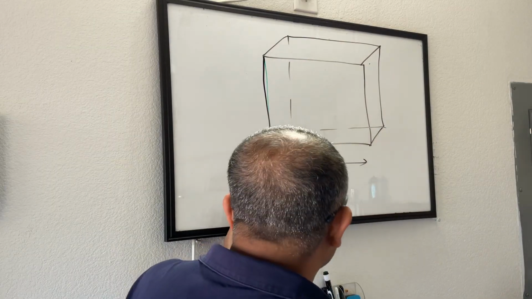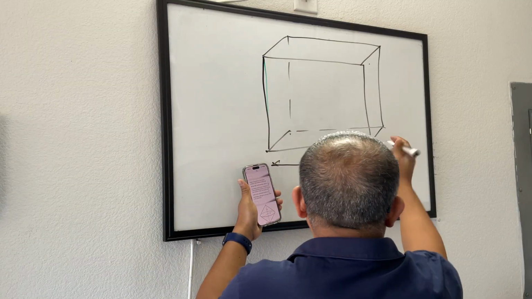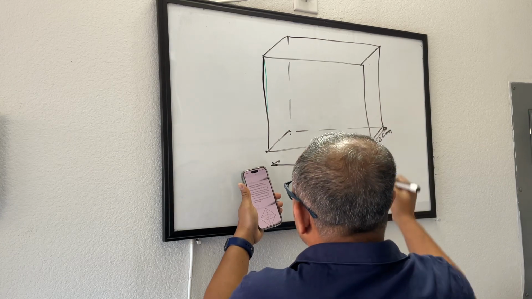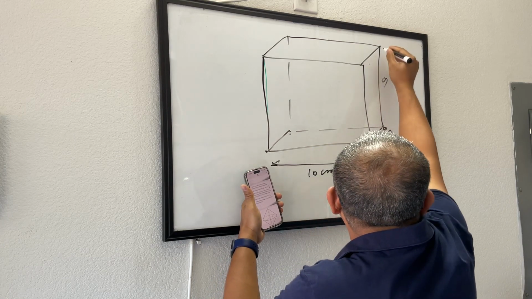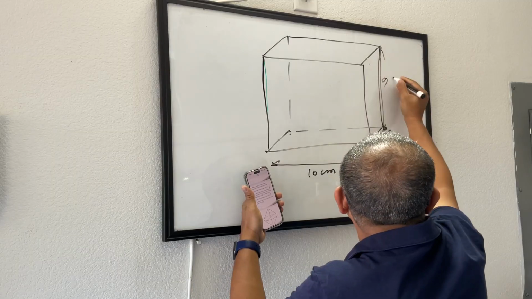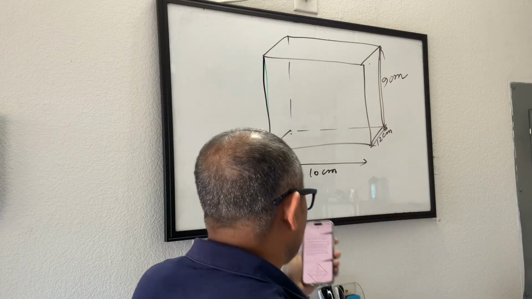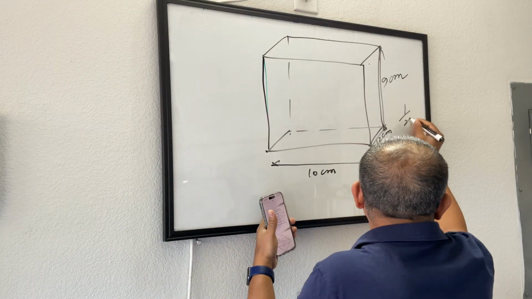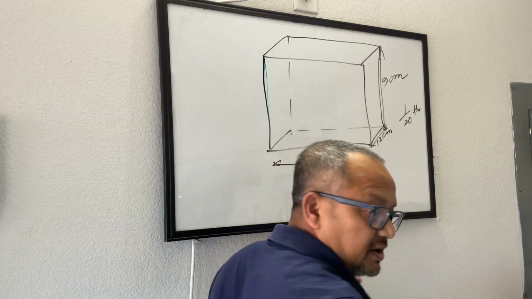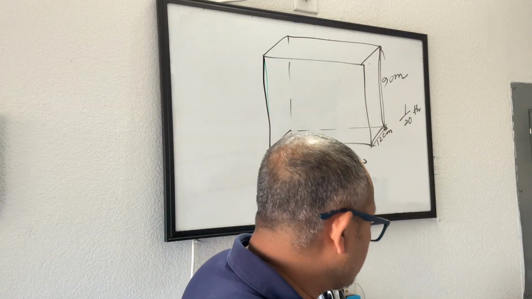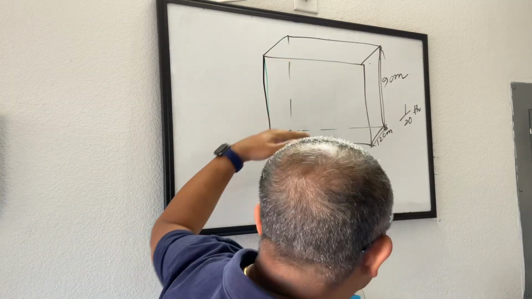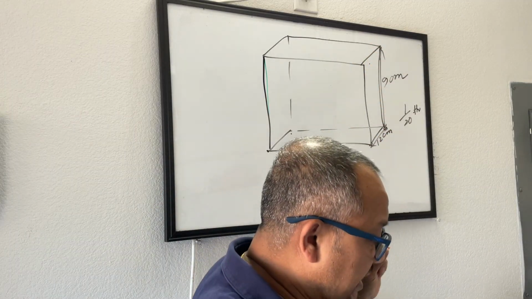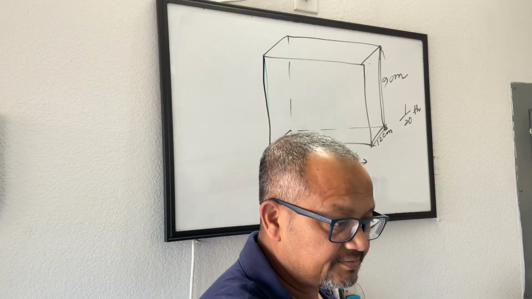So this container is 10 centimeters long, 12 centimeters wide. So this is 12 centimeters from here to here. This is the width. And 9 centimeter high. So from here to here, this height is 9 centimeter, until it is 1/20th full. So water is poured into a rectangular container which is 10 centimeter long, 12 centimeter wide and 9 centimeter high until it is 1/20th full.